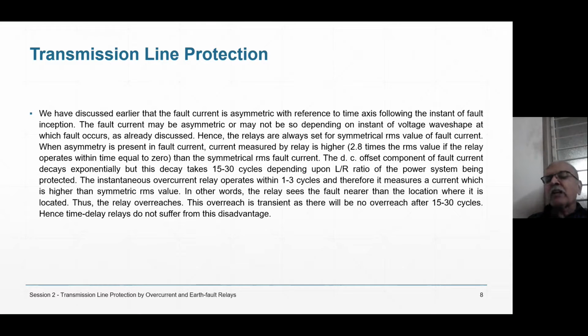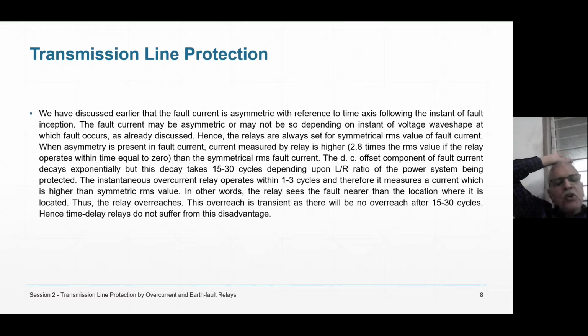Now you have set for symmetric value. So you are setting for symmetric, but relay is seeing 2.5 or 2.4 times the symmetric value. So it sees at least twice or 2.5 times the current. 2.5 times the current means what? Relay feels that the fault is nearer, because more current means nearer. Fault has occurred in second section and relay feels that fault has occurred in first section. This is known as transient overreach.